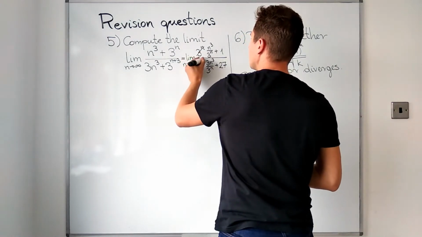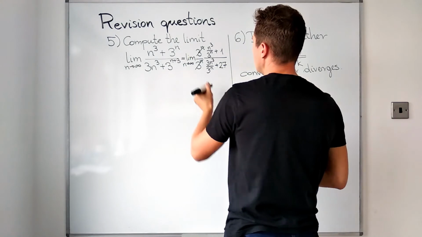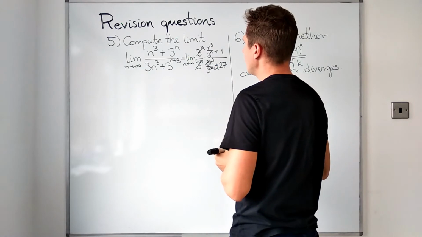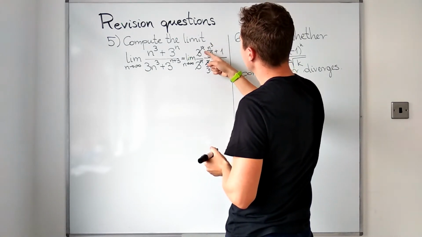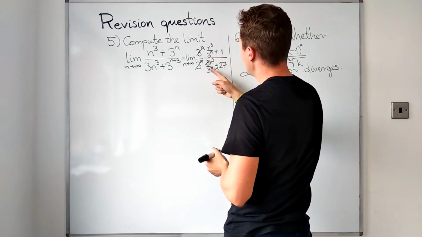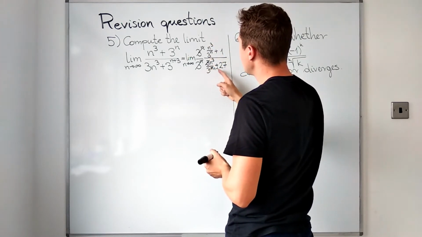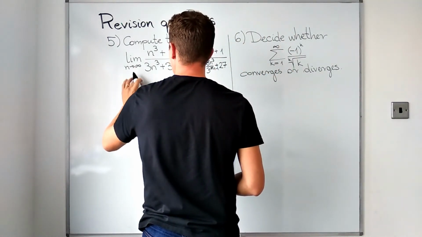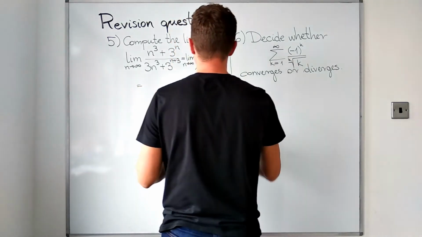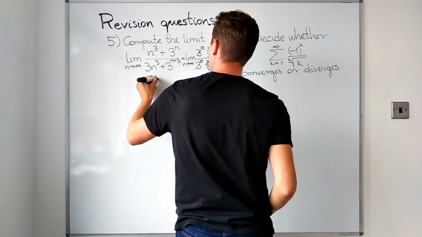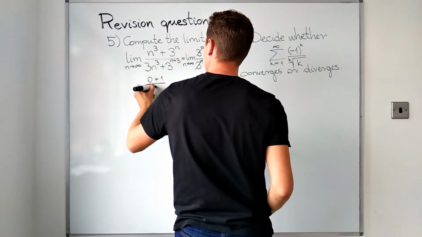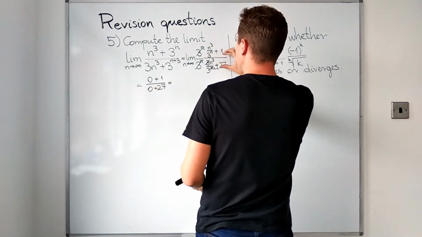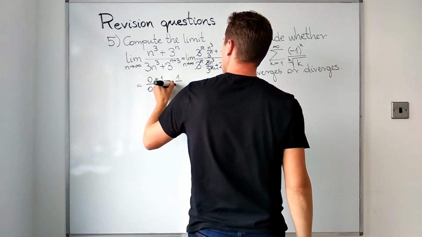Now, of course, we can simplify with 3 to the power n, and we can simplify with a 3 here to get 3 to the power n minus 1. Nevertheless, both this term n cubed divided by 3 to the n and this term n cubed divided by 3 to the n minus 1 will converge to 0 as n tends to infinity. So what we'll get is 0 plus 1 divided by 0 plus 27. This is because of the arithmetics of limits. We can take the limit of each individual term and we'll be left with 1/27.